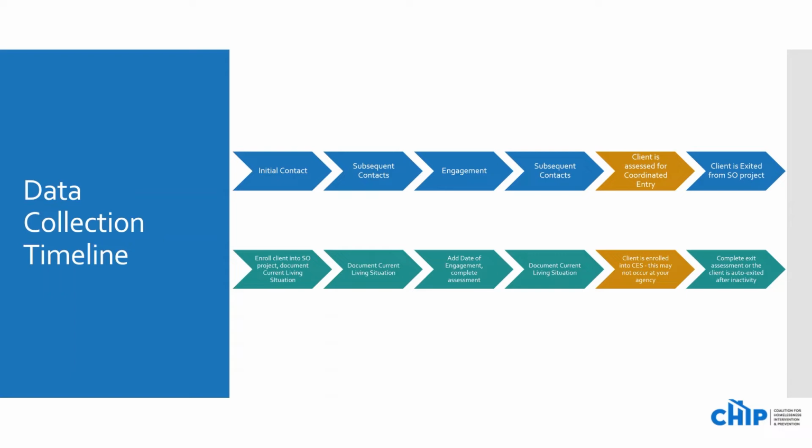That's really the case. This step number 4 right here is the same as step number 2. You're just going to document current living situations as needed. And then notice that I have in gold right here, client is assessed for coordinated entry. It's different than the date of engagement, right? These are 2 different concepts.